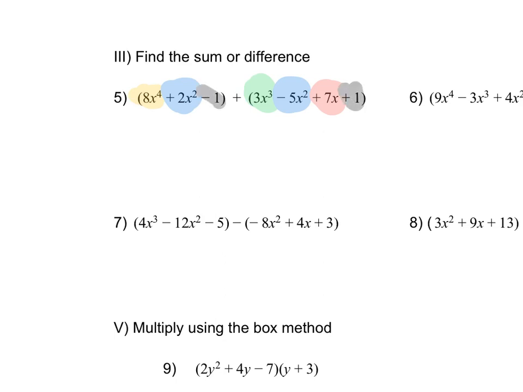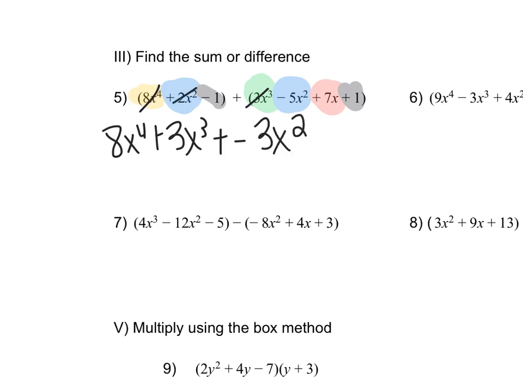So when we put those together, we are going to get 8x to the 4th. That's our 4th power, so we've done that one. The 3rd power, all we have is 3x to the 3rd. So we've done the green. Our x squareds, we have positive 2 and negative 5, which is negative 3x squared. And then we would have plus 7x, and we have a negative 1 and a positive 1 that's going to cancel.